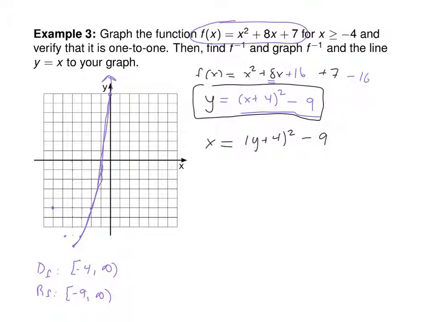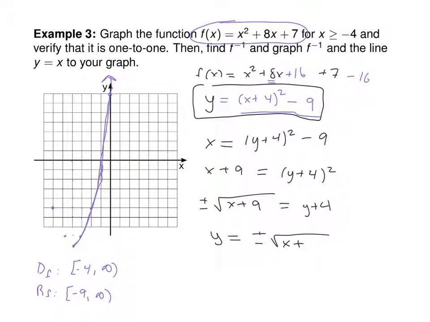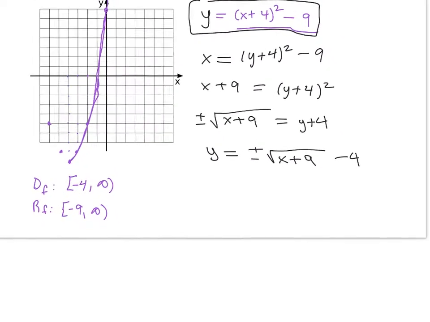Add 9, yep. So x plus 9 equals (y plus 4) squared. Okay, and then what else? Now what? Square root it, yep. Technically, plus or minus the square root of x plus 9 equals y plus 4. And so what will y equal? Plus or minus that square root of stuff, minus 4. Of course. Is that enough? Okay.